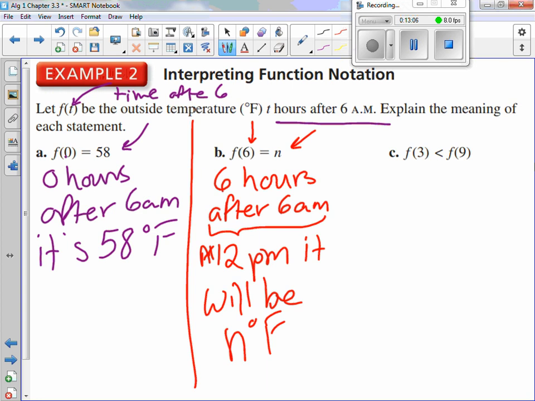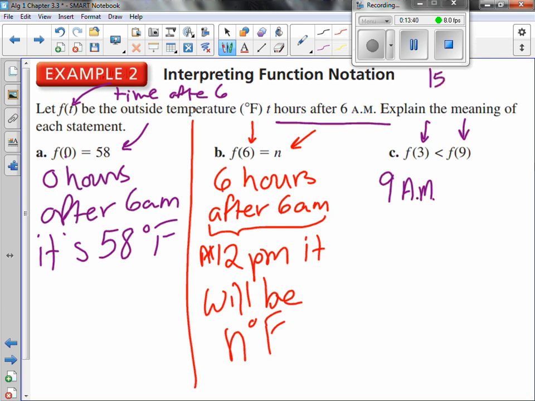So the last one we have is F of 3 is less than F of 9, yes? So F of 3 tells me we're talking about 9 a.m., and this here would be 9 hours after 6 a.m. And what's 9 hours after 6 a.m.? So it'd be 1,500 hours, or, well, we subtract 12 from it. 15 minus 12 is 3. So we have 9 a.m. and 3 p.m.